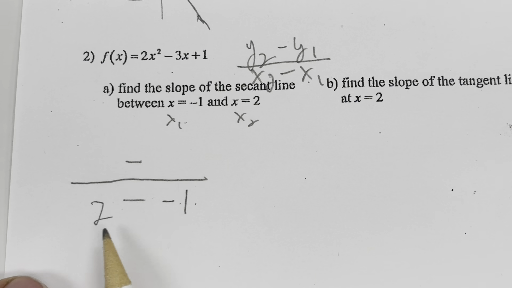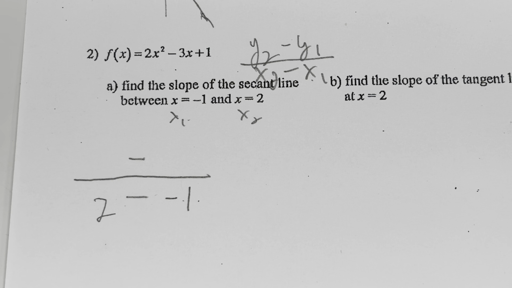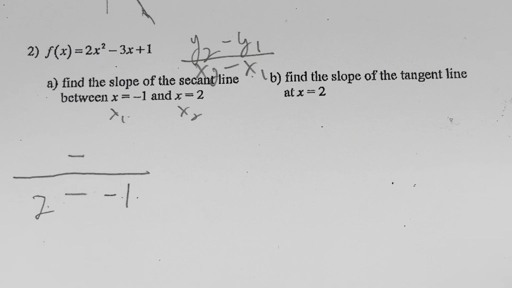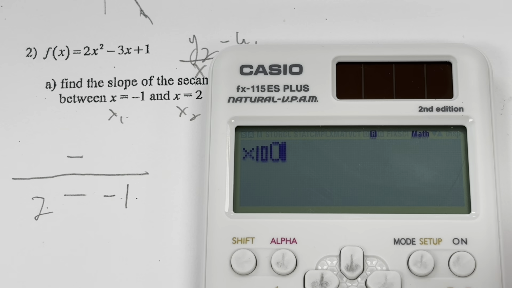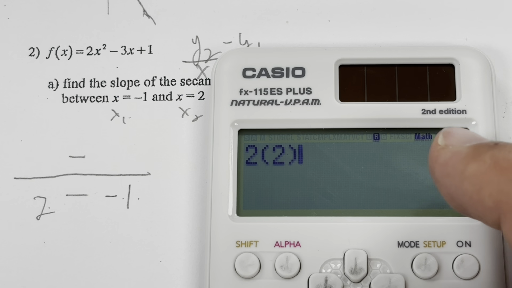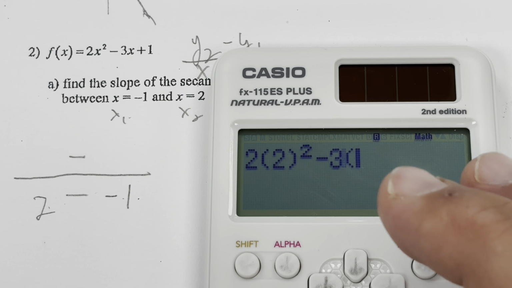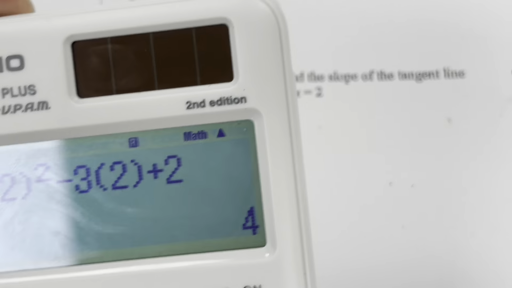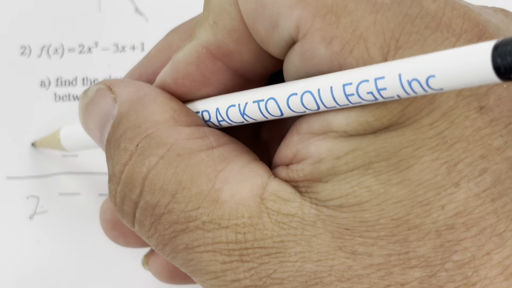So we have to be careful with our arithmetic. Now what we want to do is plug this 2 into that original function. So I'm just going to plug in that 2 into the original function. So 2 parentheses 2 squared minus 3 parentheses 2 plus 1. So that value at x equals 2 is going to be 4. So I put a 4 on the top left.